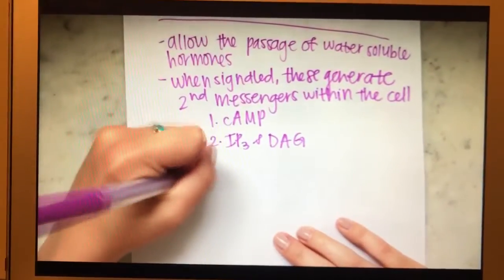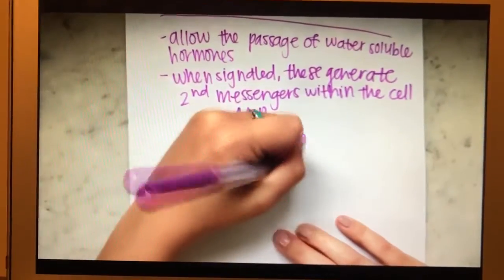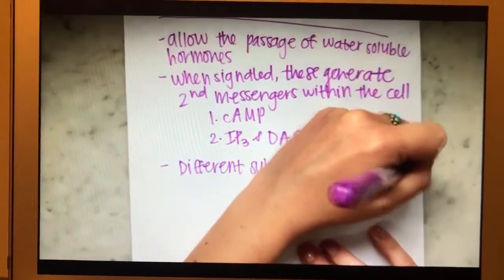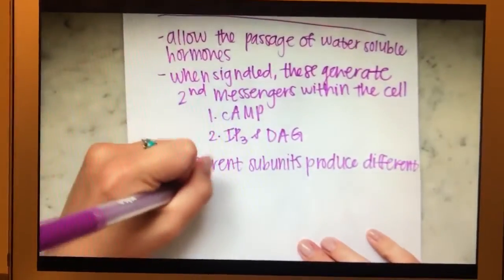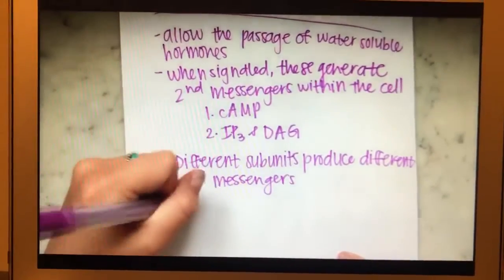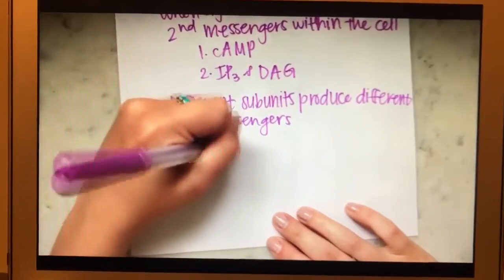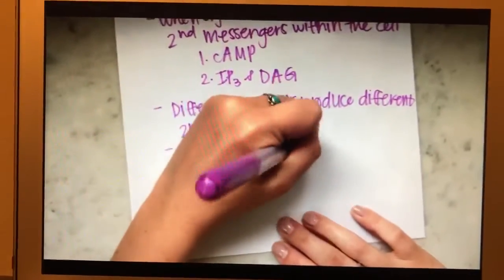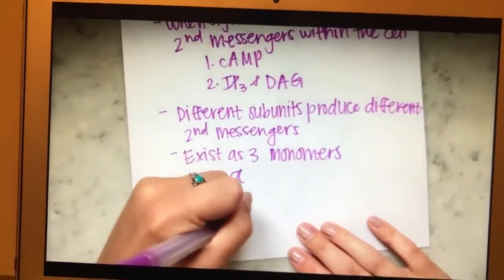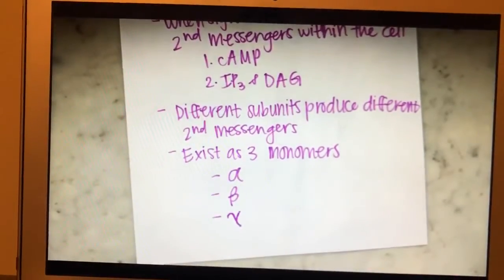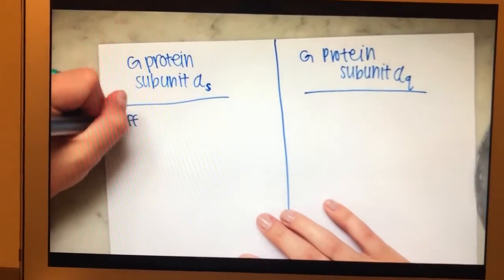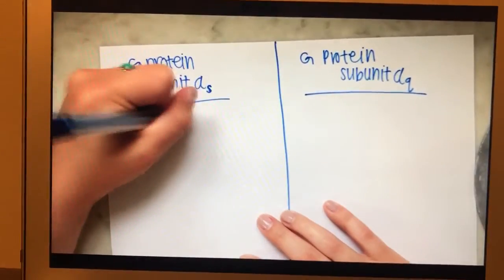Different subunits also produce different second messengers. These second messengers play a large role in activating different cellular proteins to bring on a cellular response. And G proteins also exist as 3 different monomers: the first one being the alpha, the second one being the beta, and the third one being the gamma. The 2 G protein subunits we're going to focus on today are the alpha S and the alpha Q subunit.